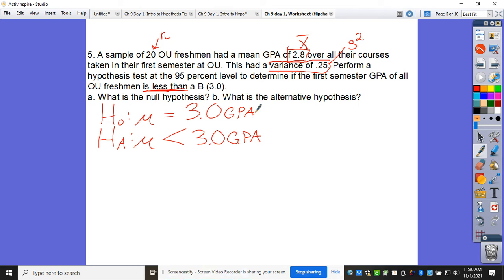And what would be my parameter here if I defined it? I would say let mu be the what? Average GPA of all OU freshmen in the first semester. Yep.